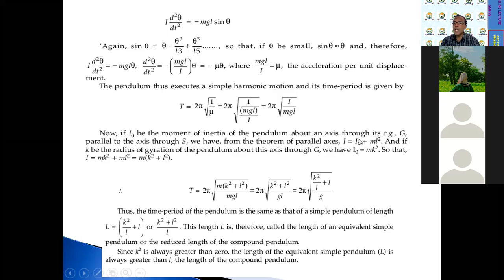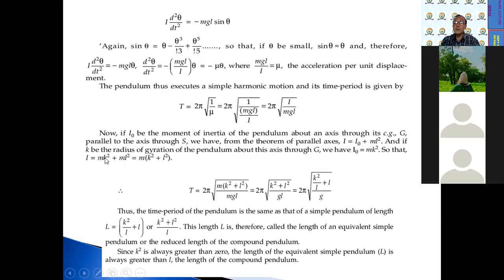Where does this come from? I is equal to I0 plus ml square. This has come from your 12th standard chapter number 3, I think, of 4, moment of inertia, in which you have seen the principle of perpendicular axis and principle of parallel axis. Do you remember that one? Yes, sir. From that, this I is equal to I0 plus ml square has come, and therefore we can see here this I is equal to mk square plus ml square.